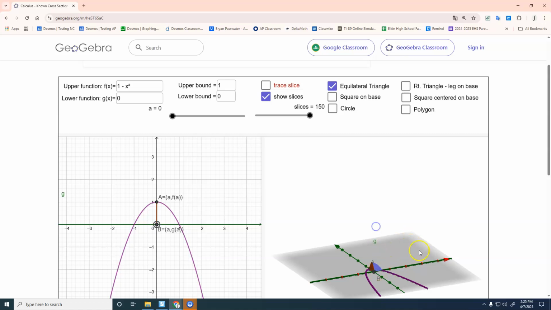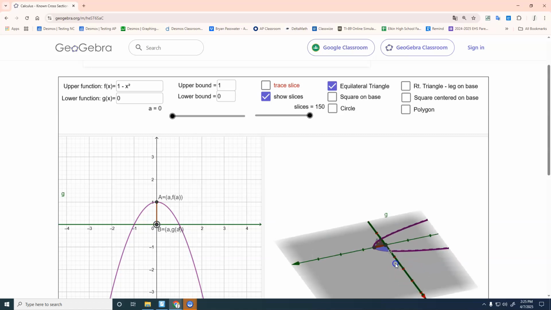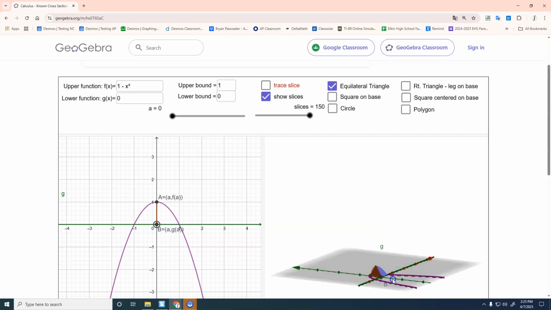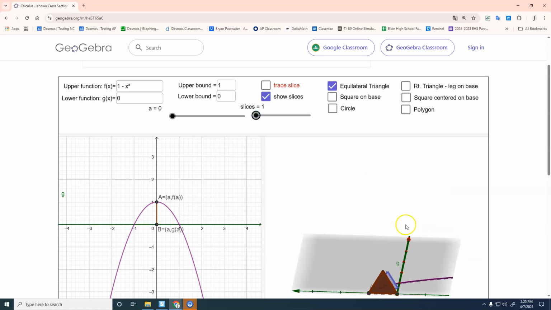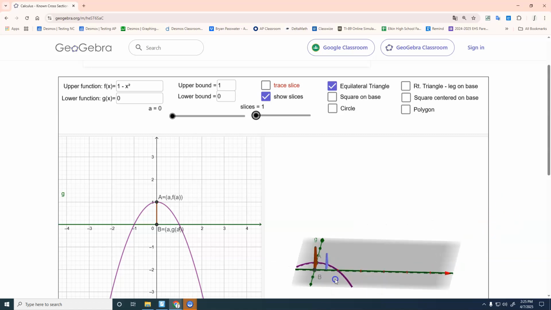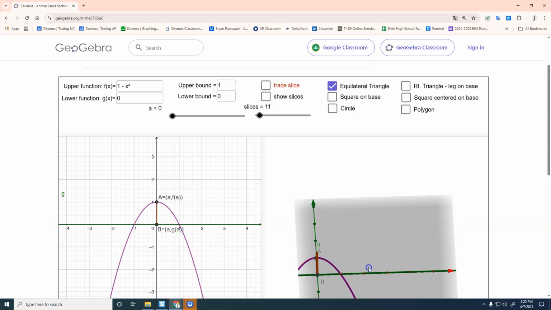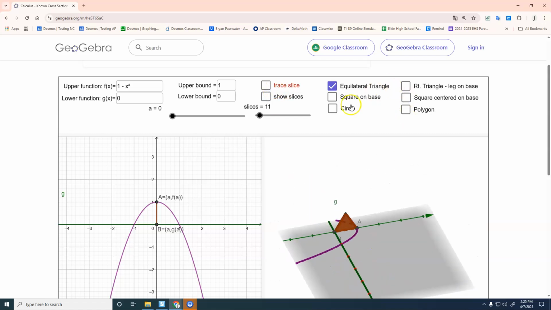I wonder if it lets you zoom in. Oh yeah, it lets you zoom in. So what we're looking at, let's go with smaller slices, you can see it a little better. I've zoomed really funny though. Okay, so let's use more than one slice. Let's not show the slices. All right, and we want a square right here.